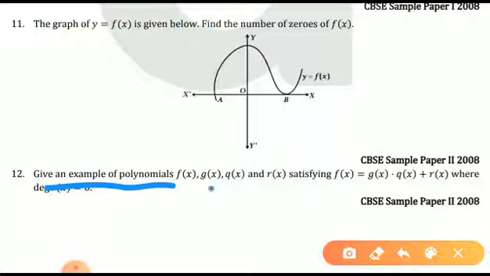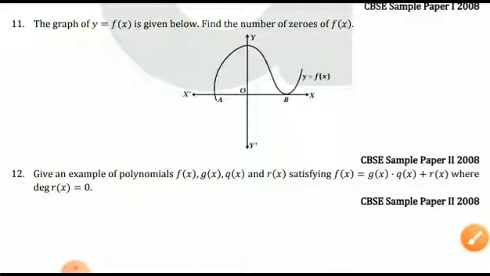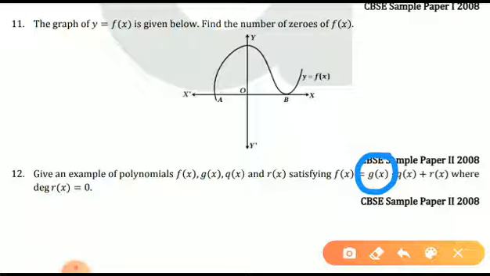Give an example of polynomials f of x, g of x, q of x and r of x satisfying f of x equal to g of x into q of x plus r of x, where degree of r of x equal to 0. Now degree of r of x is 0. That means the remainder will be 0, meaning that polynomial is the 0 polynomial. So I have to show that g of x is a factor of f of x.